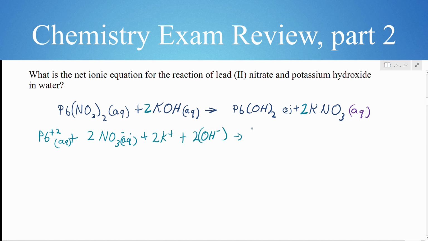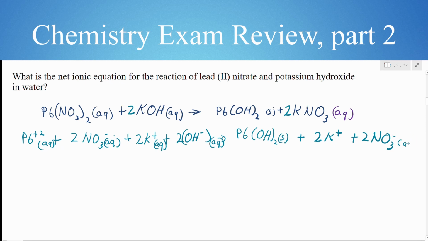And then we're going to go onto the product side and do the same thing. Now, we're not going to break up the lead(II) hydroxide because it is insoluble. It is a solid, so it's just going to stay together. And that's going to be added to 2 potassium, positive 1 charge, and 2 nitrates, each with a negative 1 charge. And both of these are going to have the little (aq).